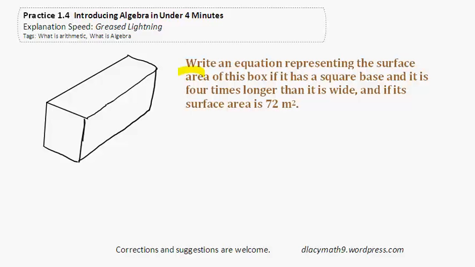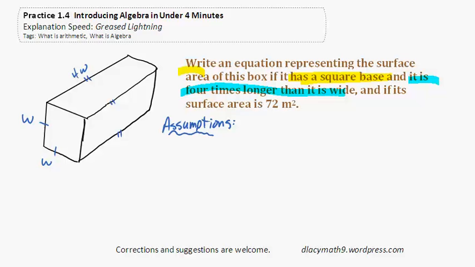The box has a square base, so this and this are marked equal, and I'll just call them width for no other reason. It also has that it's 4 times longer than it is wide. So the length, which I'll mark with different hash marks, I will label as 4W, and this applies all the way around.